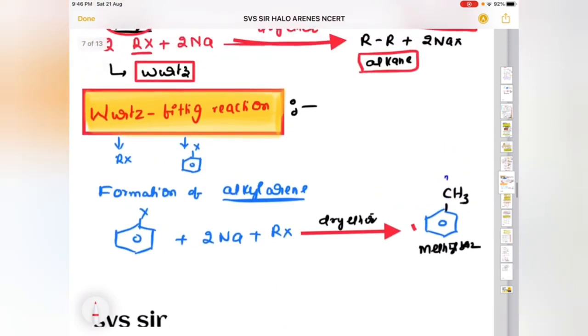One more, Wurtz-Fittig reaction. What is Wurtz? 1 mole of alkyl halide we have to take. What is Fittig? 1 mole of aryl halide we have to take. Wurtz-Fittig: 1 mole of alkyl halide, 1 mole of aryl halide. When they react, we are getting, very important, methylbenzene.